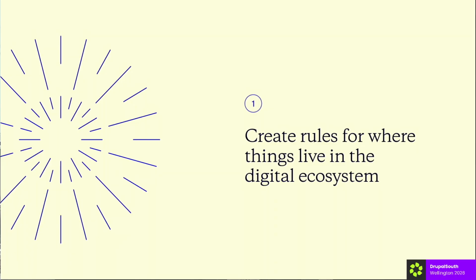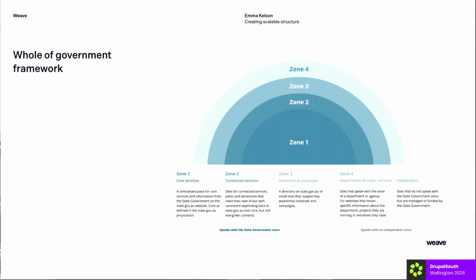So firstly, we had to get our arms around the ecosystem as a whole. And we needed rules for where everything lived, when new sites could be built, and what information could go on them. So we created organising principles for the many websites in the ecosystem through a whole of government framework. And this was an idea really pioneered by my colleague McGee.